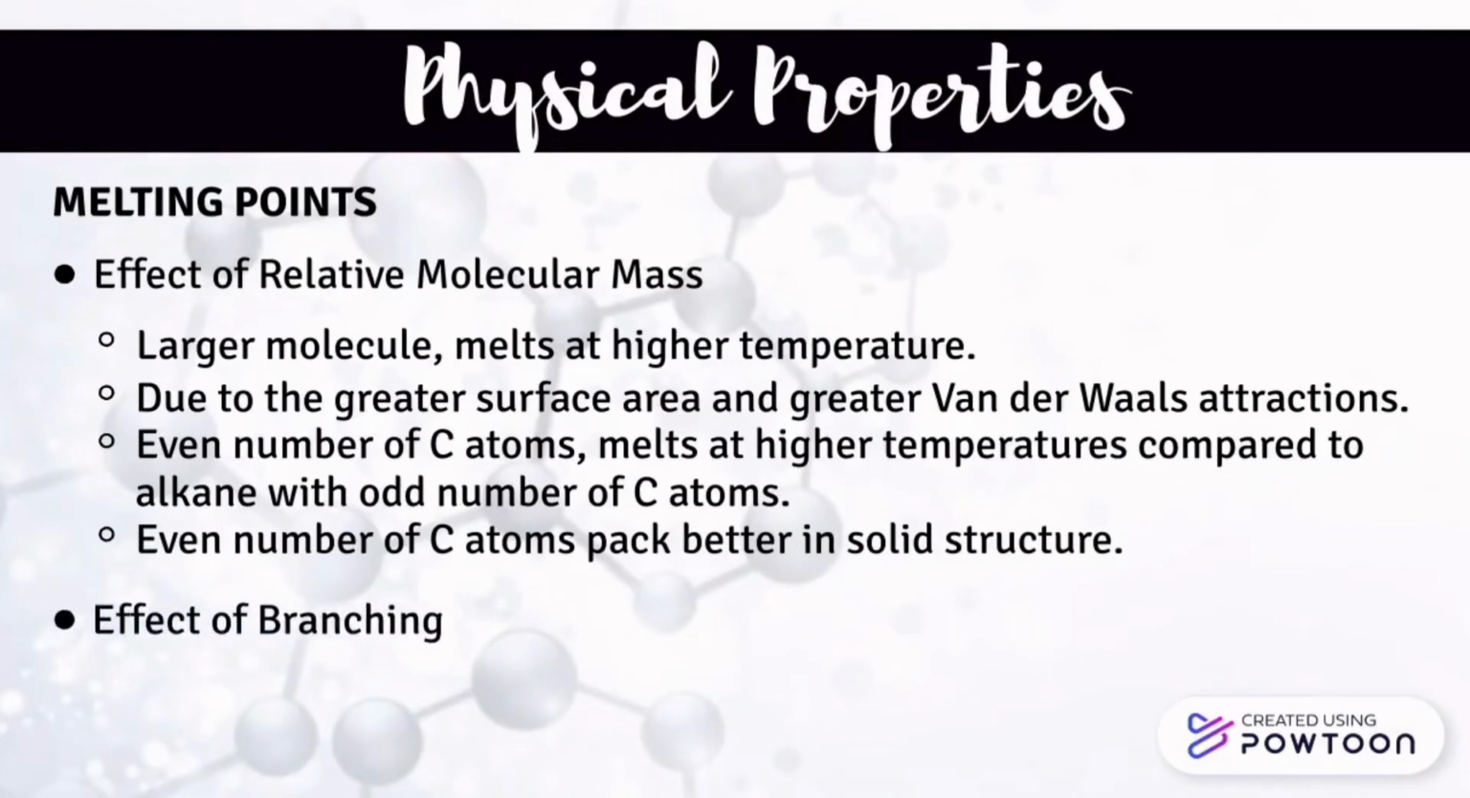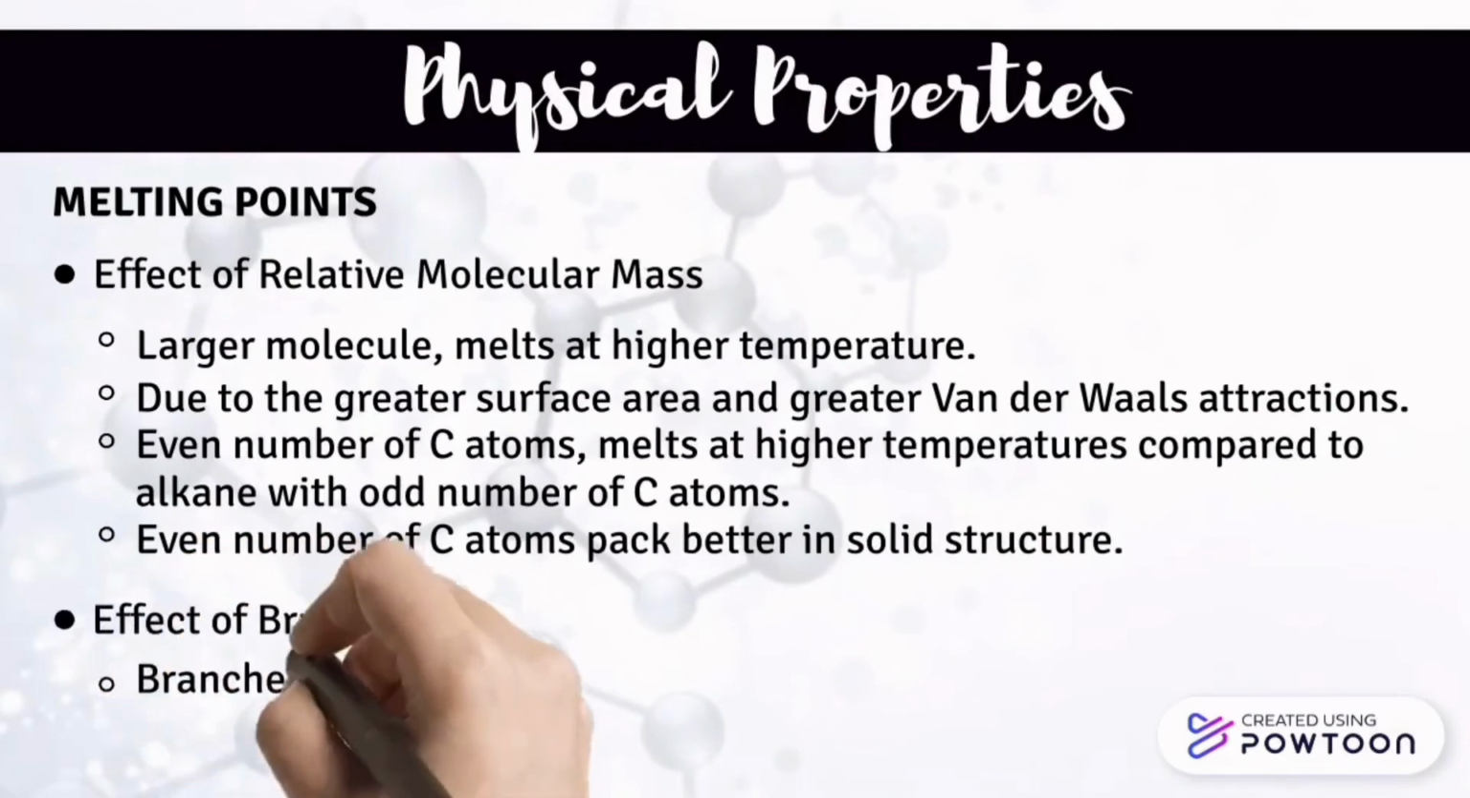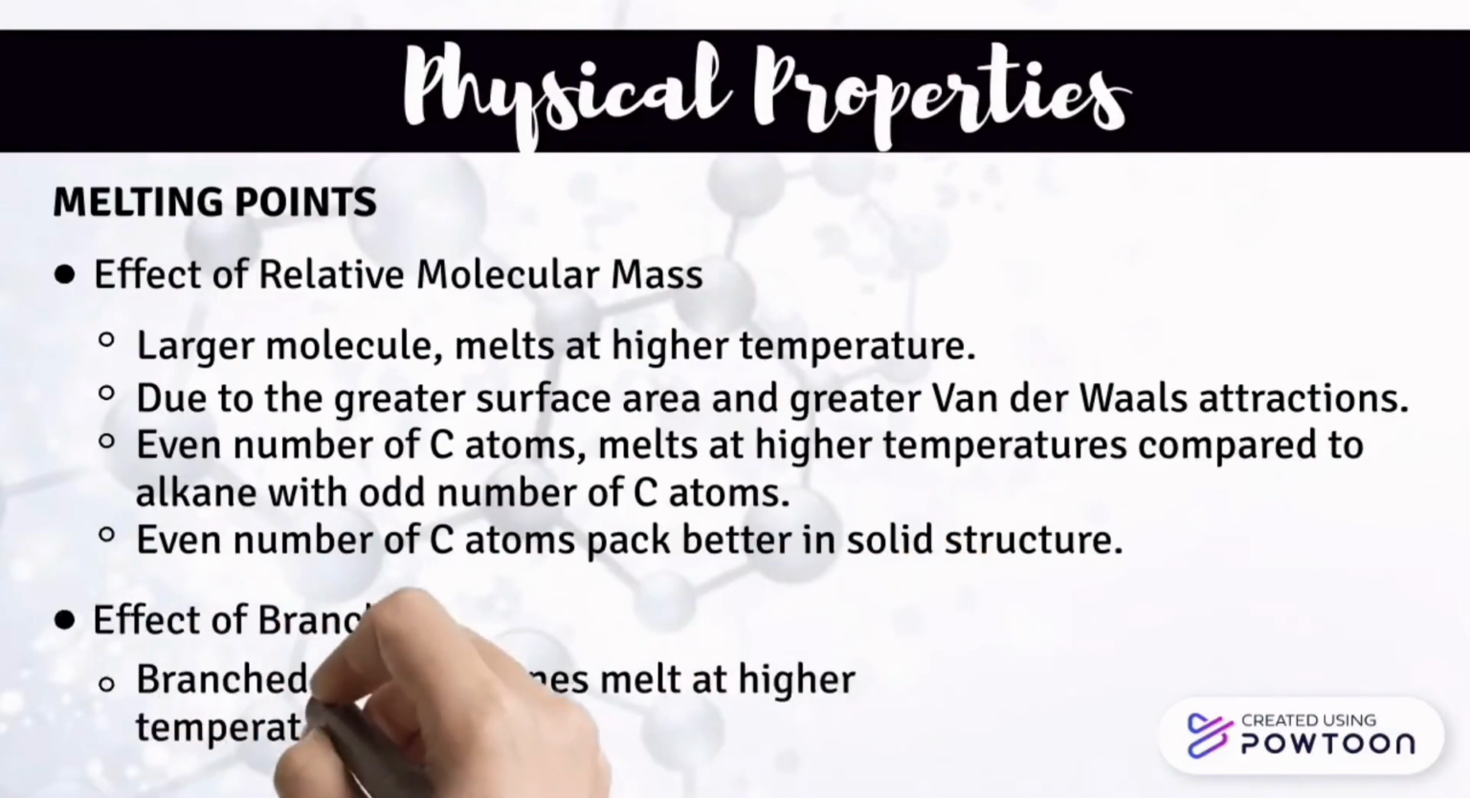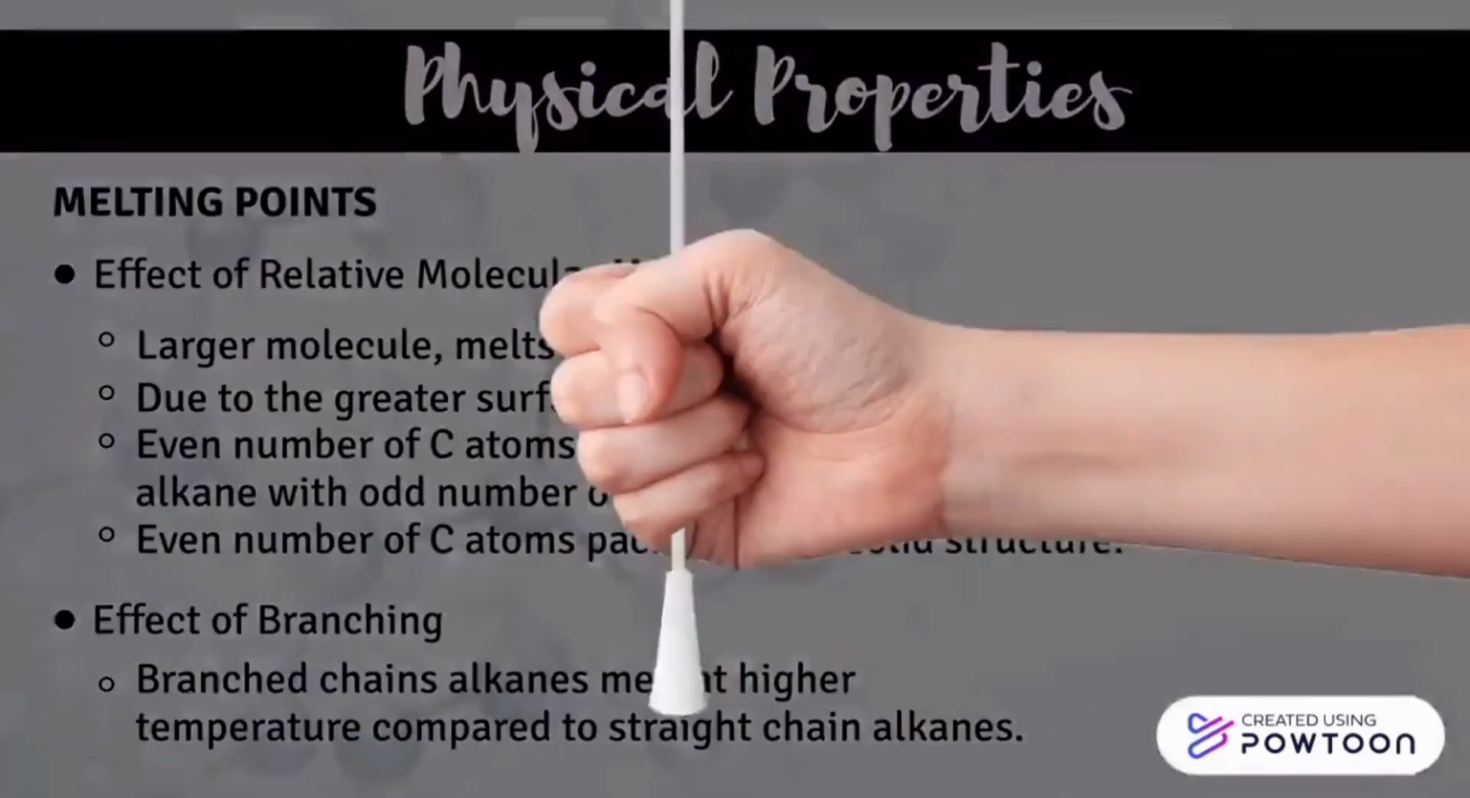For the effect of branching on melting points of alkane, a branched chain alkane has a higher melting point compared to a straight chain alkane.